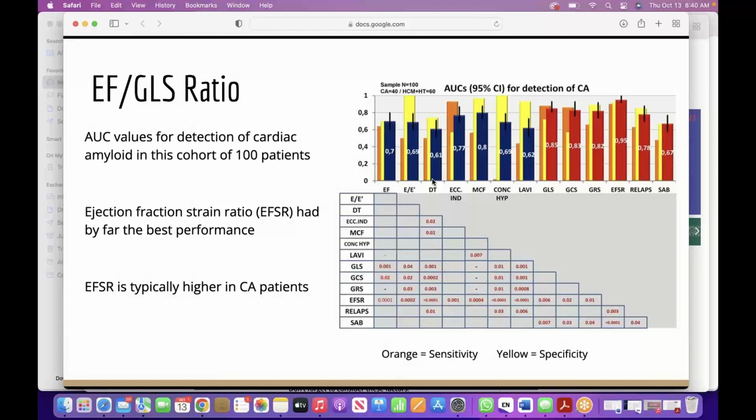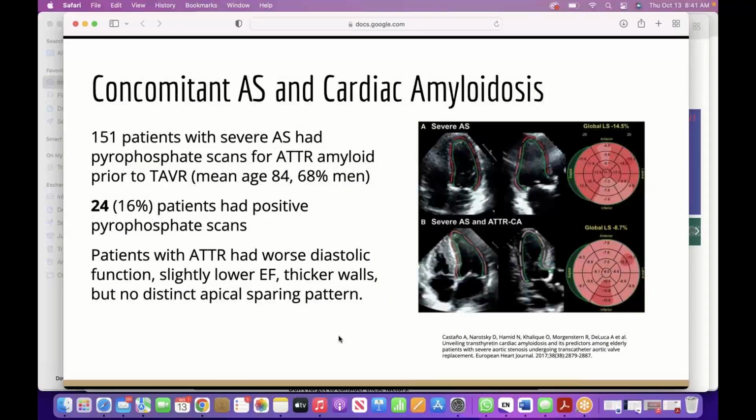So I think the ejection fraction strain ratio is an interesting concept that could have some promise, but it really reflects our intuitive assessment of strain and EF in amyloid anyway, which involves abnormal GLS out of proportion to myocardial dysfunction.